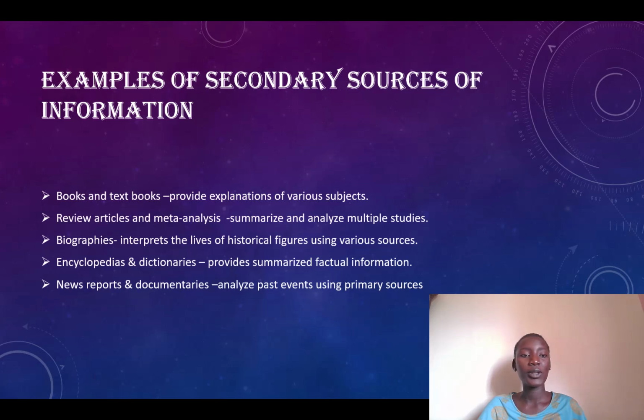So let's go to the different examples of secondary sources of information. Examples include books and textbooks. These provide explanations of various subjects. You realize that in these books and textbooks, we have citations from the different primary sources, or from the individuals that were there when the different events were happening. So we have the review articles and meta-analyses. These summarize and analyze multiple studies. We also have the biographies. These interpret the lives of historical figures using various sources.